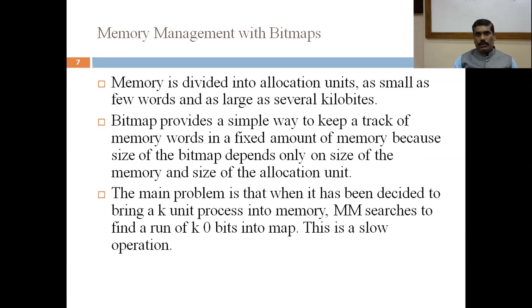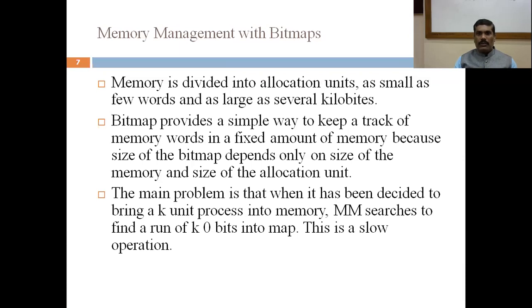So we are going to study memory management with a bitmap. Here memory is divided into allocation units as small as a few words and as large as several kilobytes. A bitmap provides a simple way to keep track of memory words in a fixed amount of memory, because the size of the bitmap depends only on the size of the memory and the size of the allocation unit. If the allocation unit is large, the bitmap is small, and if the allocation units are small, the bitmap will be large.